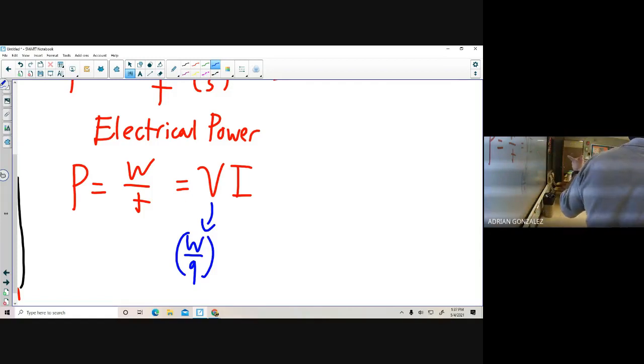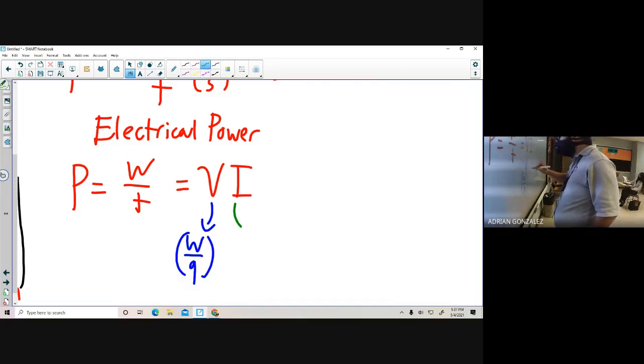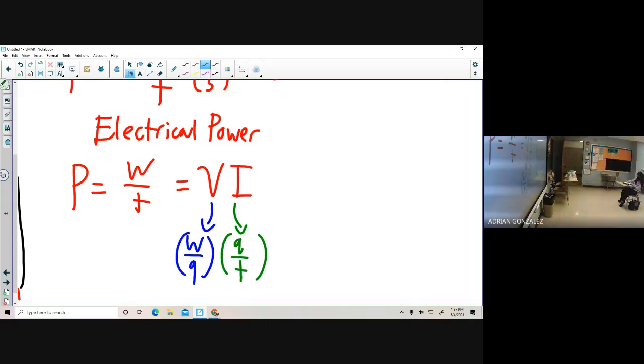Does everybody understand it? And we have a formula for current. What's our formula for current? Q over T. If we were to multiply these 2 out, what would happen? The Q's, the charges, cancel each other out. What are you left with? Power. So do you see how it works?